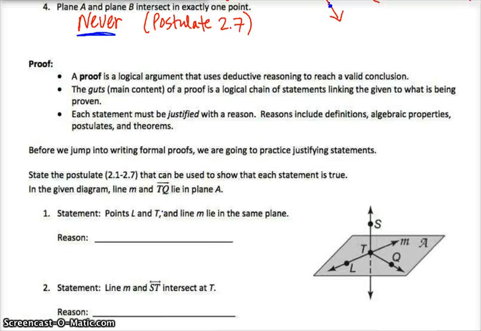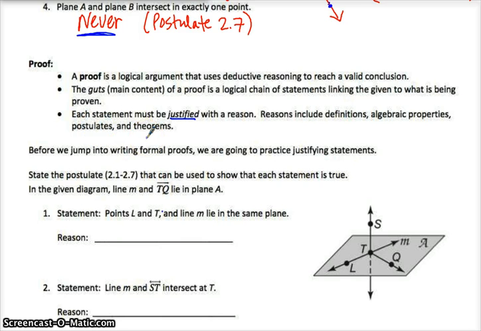Okay, now proof. A proof is a logical argument that uses deductive reasoning to reach a valid conclusion. The guts, or the main content of a proof, is a logical chain of statements linking the given to what is being proven. Each statement must be justified with a reason. Reasons include definitions, algebraic properties, postulates, and theorems.